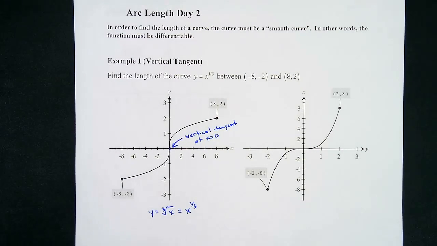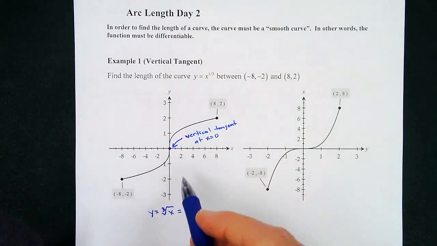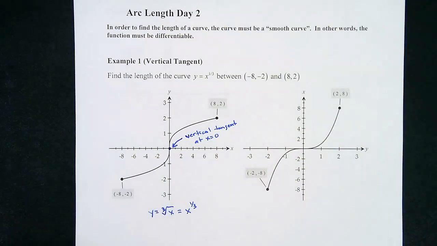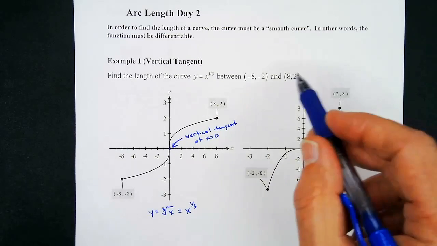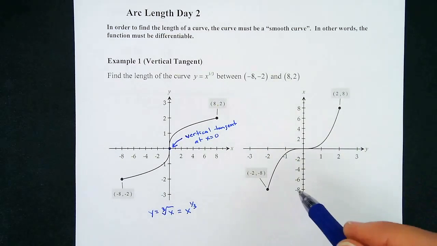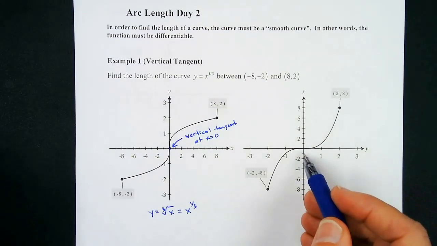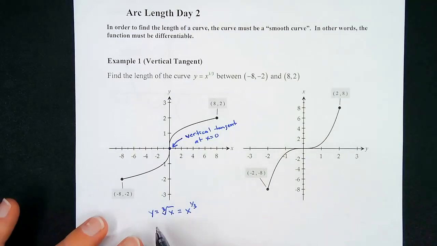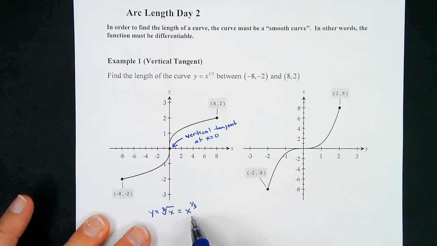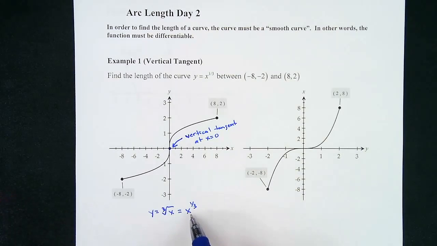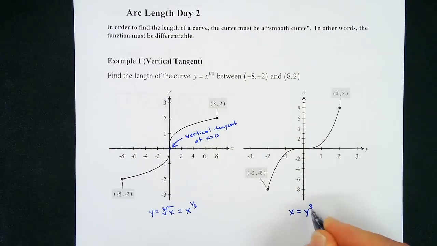What if we rewrite this? Because for this one, our inputs are x and our outputs are y. If we rewrite it with y as our inputs and x as the output, that's where this graph comes about. And if you look at this, we don't have vertical tangents, right? We have a horizontal tangent. So how do you rewrite y equals the cube root of x, or y equals x to the 1/3, in terms of x? Well, you're going to have to cube both sides. So that makes this function x equal to y cubed.